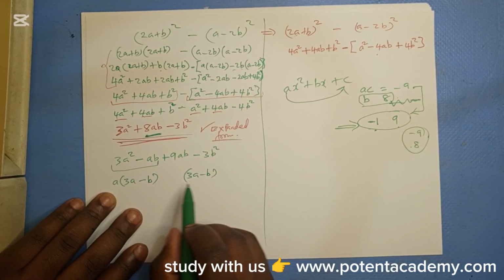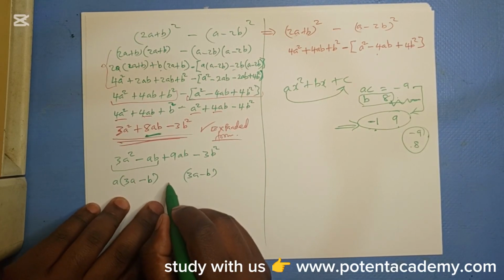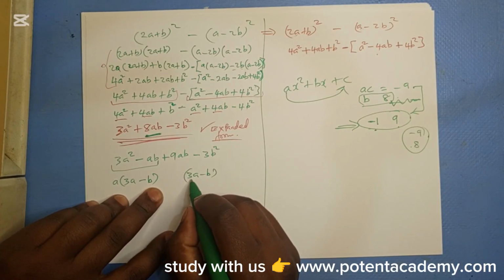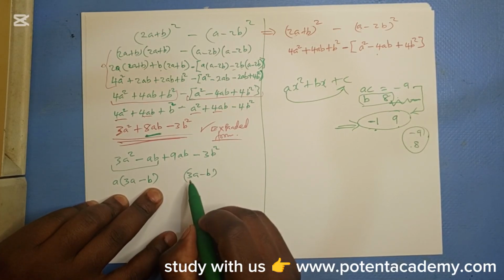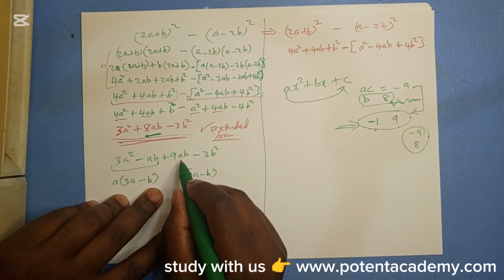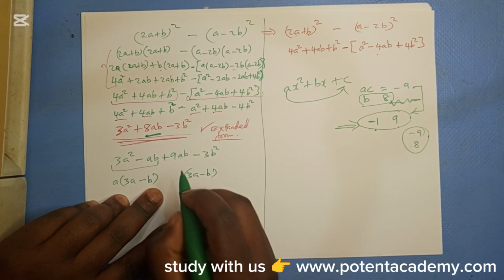Okay? So what numbers do you need to put here so that if you expand it, it will open up to this? The first one is 3a. To get 9ab, there is an a, so 9 divided by 3 is 3.